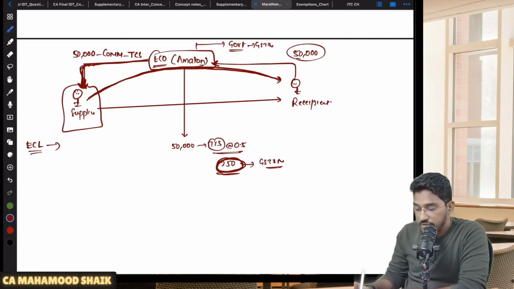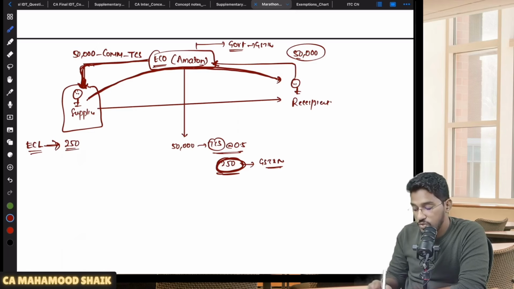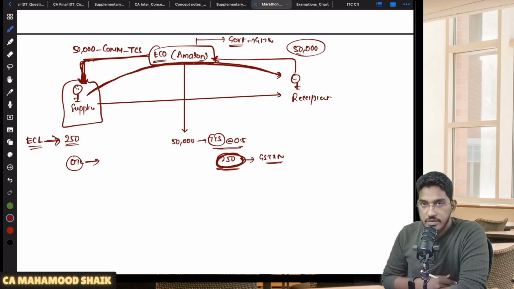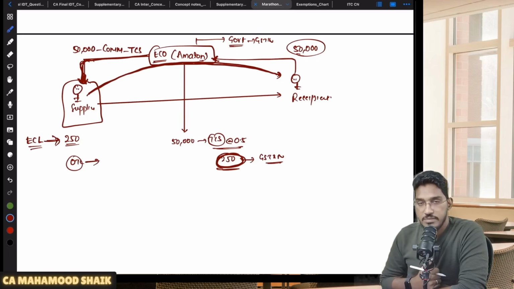So whatever amount of TCS has been deducted by the e-commerce operator, the supplier can claim it, and that amount will get credited to his electronic cash ledger, and that can be used by the supplier to settle his output tax liabilities. Able to understand? Clear and comfortable, everybody? So this is the whole concept of TCS under section 52.